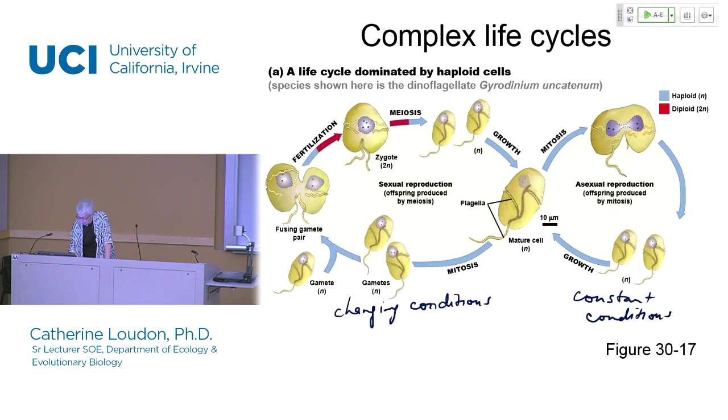And so this can be things such as a changing temperature. That's the Greek letter delta, which means a change, right? A change in temperature. A decrease in food is often something that will trigger sexual reproduction. Increase in crowding of individuals is also something that can typically trigger sexual reproduction. So there are environmental triggers that then generate sexual reproduction.